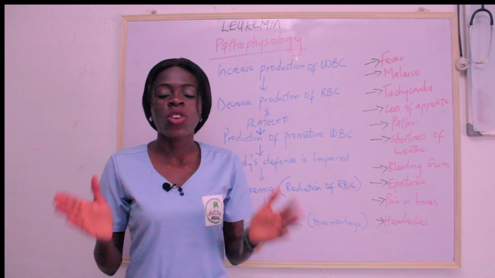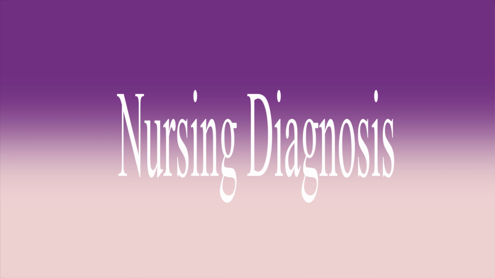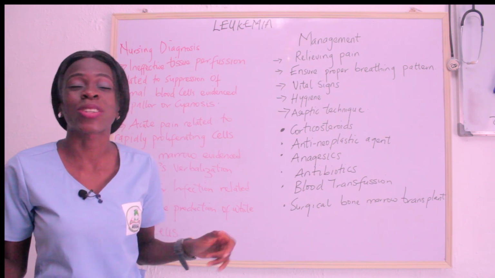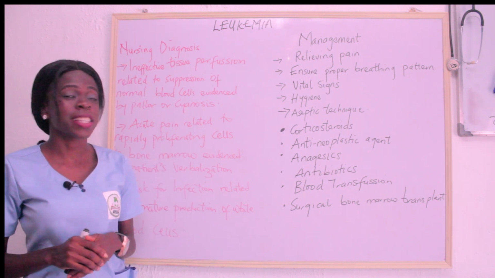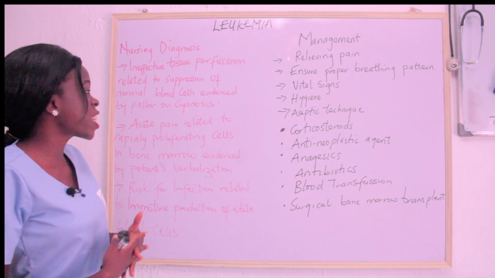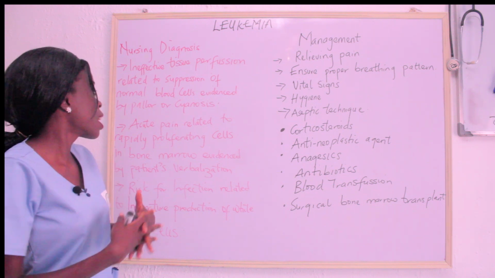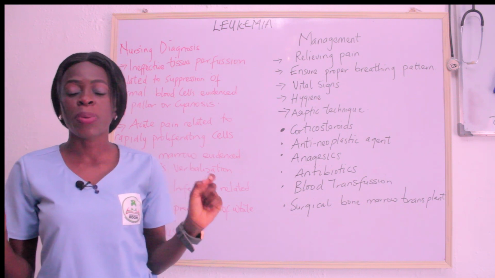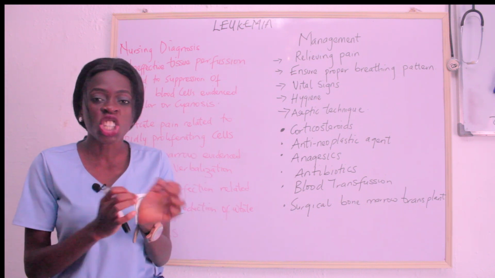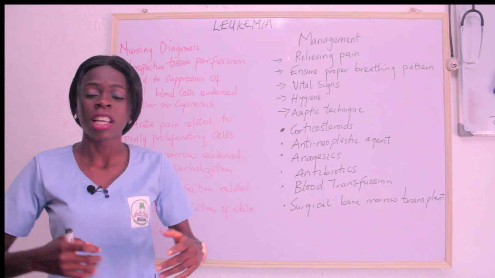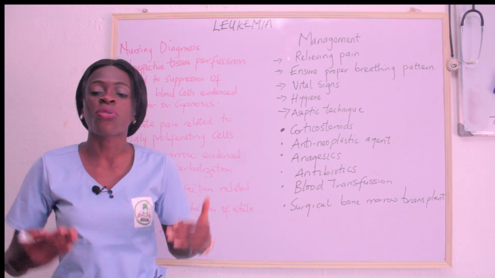Then that takes us to the nursing diagnosis and management of leukemia. Talk about the nursing diagnosis, our work, our roles, our own diagnosis. The first one I have here is ineffective tissue perfusion related to suppression of normal blood cells evidenced by pallor or cyanosis. Ineffective tissue perfusion simply means that the tissues are not getting enough and adequate oxygen.